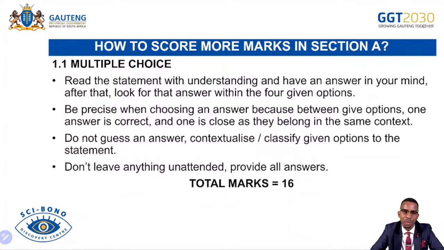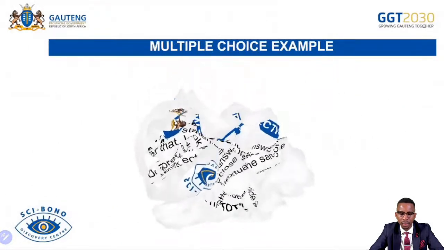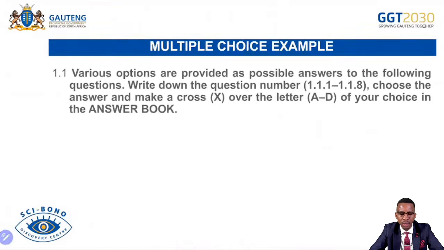So it is worth 16 marks. That is your 1.1. So we are given 8 options in there. You are given 8 question statements, and then each answer is worth 2 marks. Then that gives you 16 marks. And then multiple choice examples.